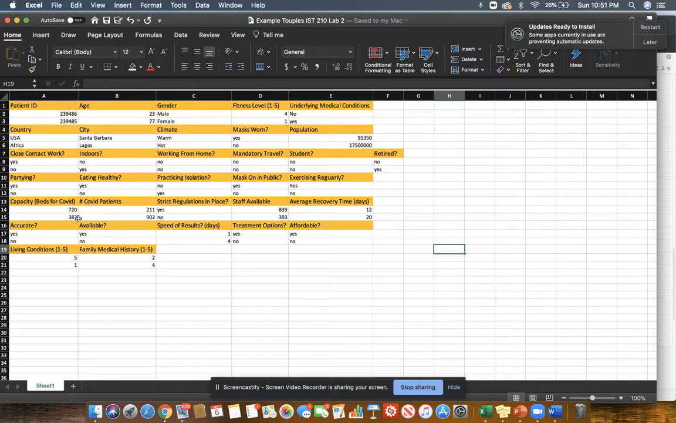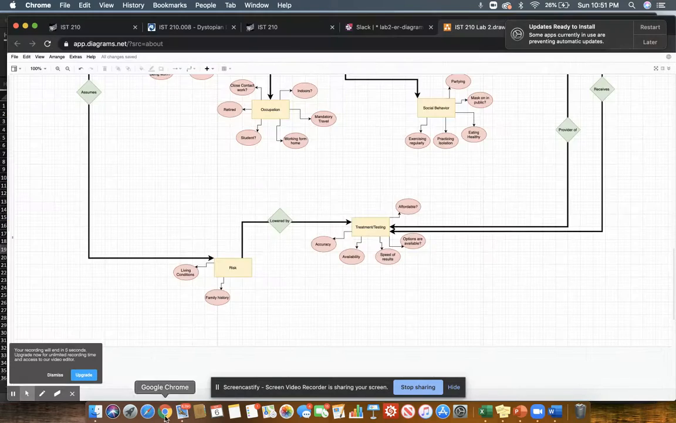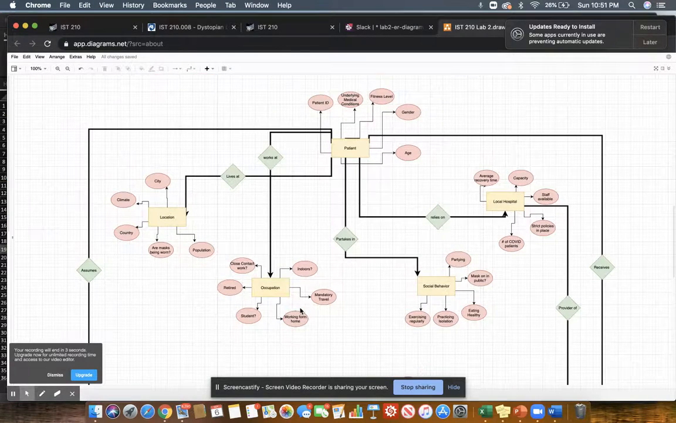So I really think there's a lot that goes into determining one's risk of contracting the coronavirus, using an ER diagram like this, and then evaluating using these sample tuples like I just outlined there.